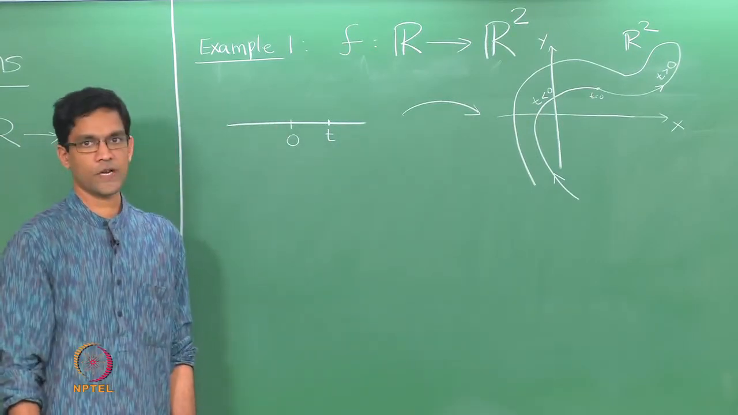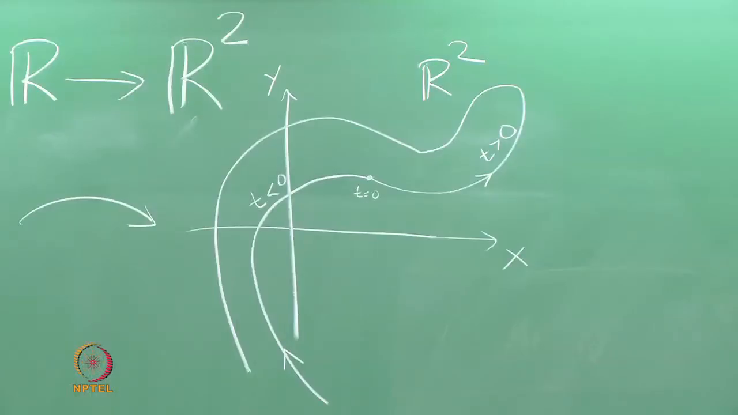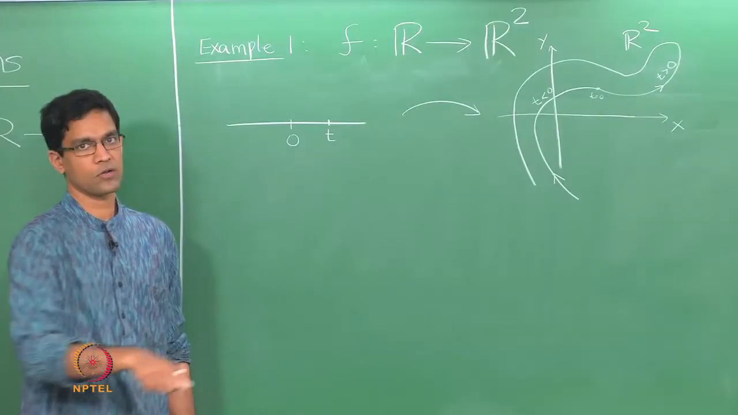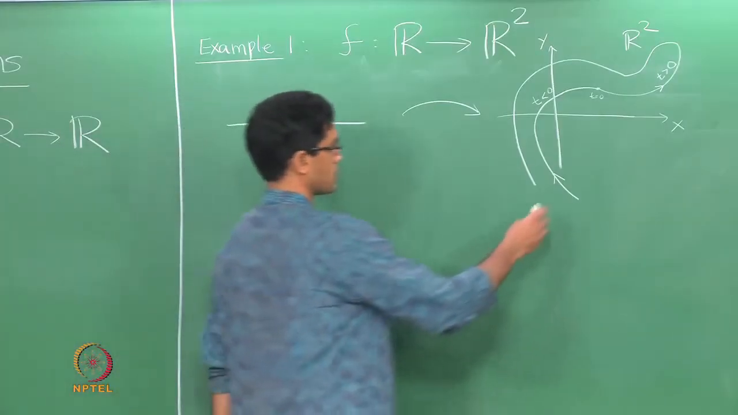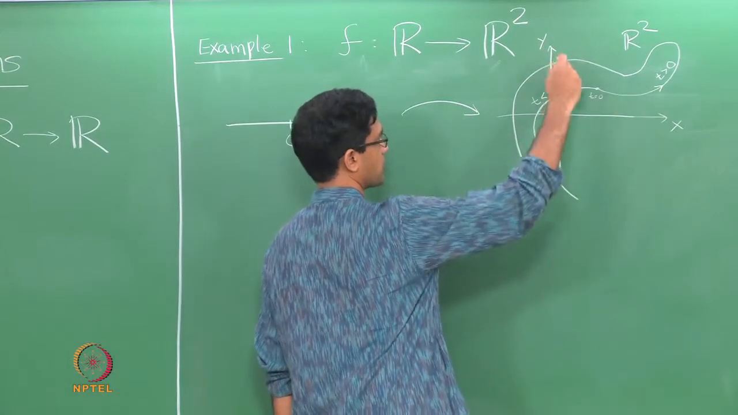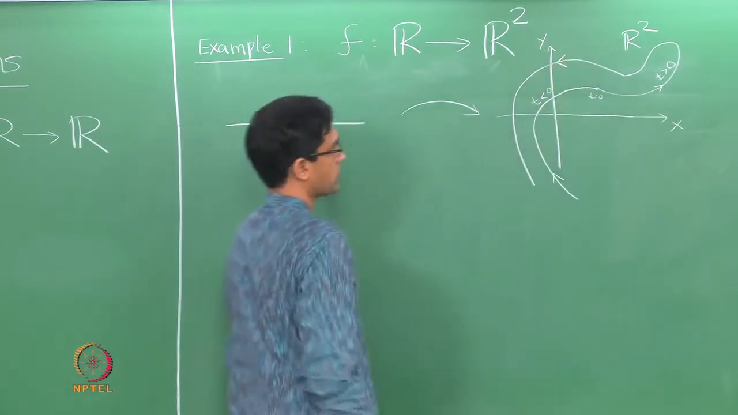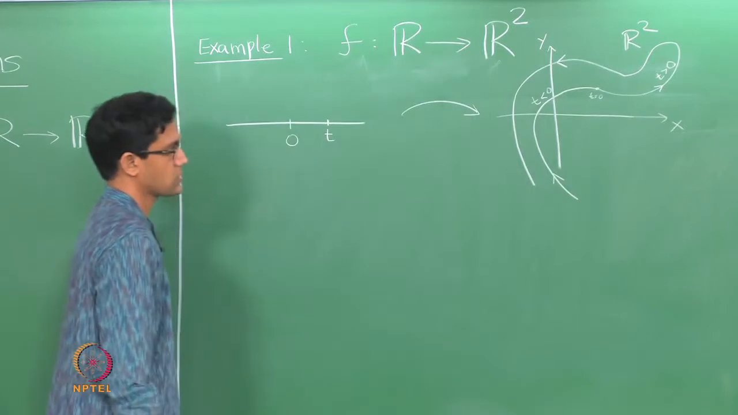So a good visualization or a good mental picture of this function is in terms of the curve that it traces out on the plane. The curve of course also comes with a direction. It tells you the direction in which you move as t increases.